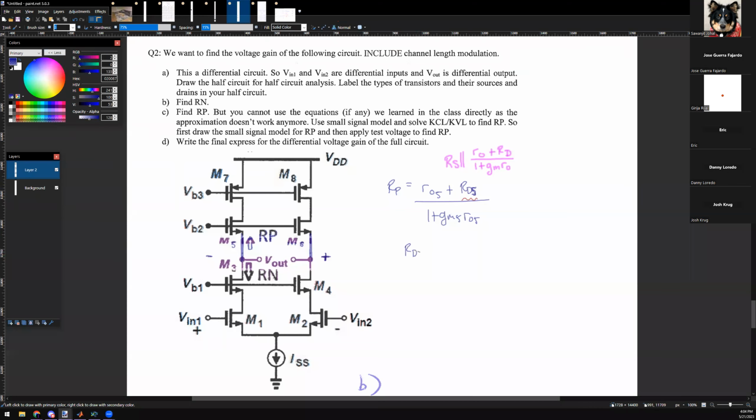So RD5 is equal to the impedance looking here, which is the drain of M7, which should be R naught 7 plus 1 plus GM 7 R naught 7 times the resistance of 7. But R7 is 0. So this breaks down to this, and I get R naught 5 plus R naught 7 divided by 1 plus GM5 R naught 7, R naught 5. Any questions?